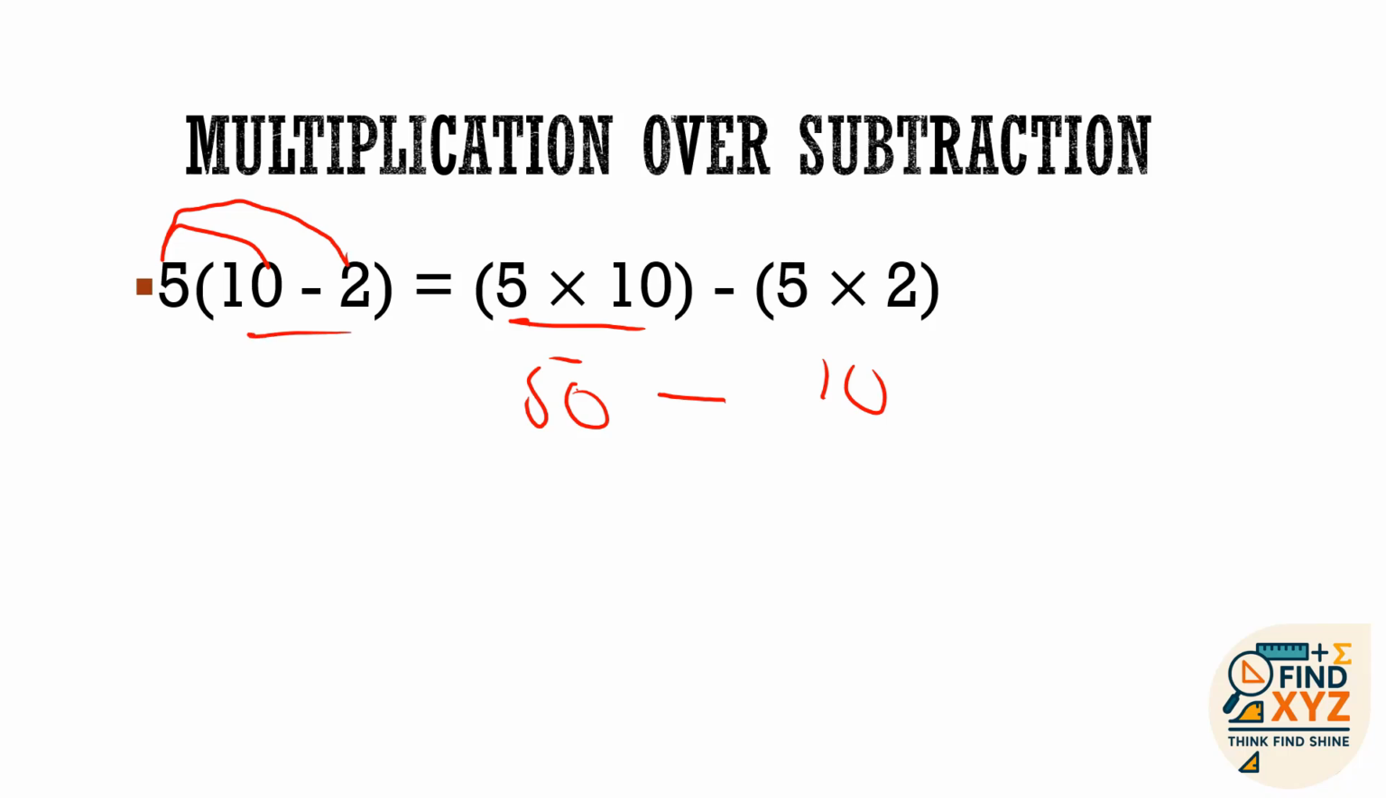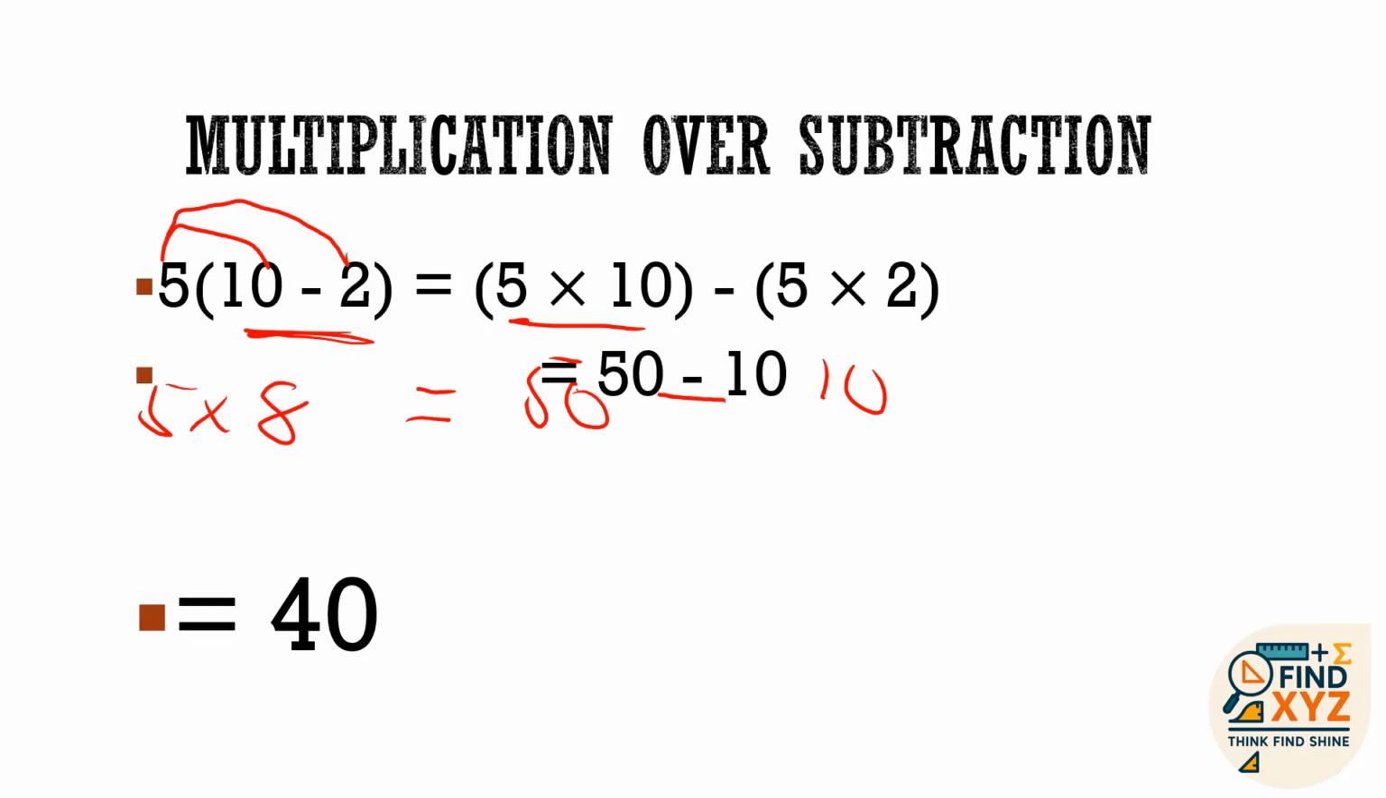Or we can do whatever is in the bracket first. 10 minus 2 will give us 8. 5 times 8 is still 40. So the left hand side is equal to the right hand side. So we have 40. That is distributive property.